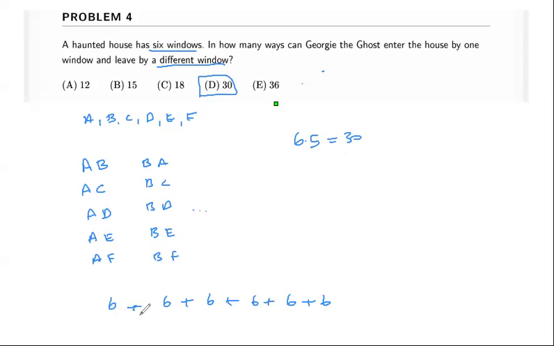You can always do this: 6 ways to enter, starting with A, B, C, D, E, and F, and exit from any of the remaining. Actually, these are all 5. I just said it wrong. If I enter from A, I have 5 ways to exit, and the same for each window, all the way to the last. So 6 of these 5s going on, so that's 6 times 5. We don't want to list them anyway because it is going to take too long if we have more choices.